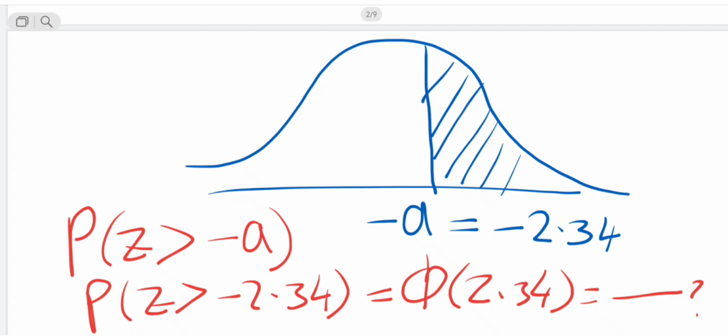Subtract from 1 if positive A and greater. If positive z and greater, you subtract from 1. If negative greater, you will not subtract from 1. Directly, whatever you find in the z table, that will be the answer. I hope it is clear.